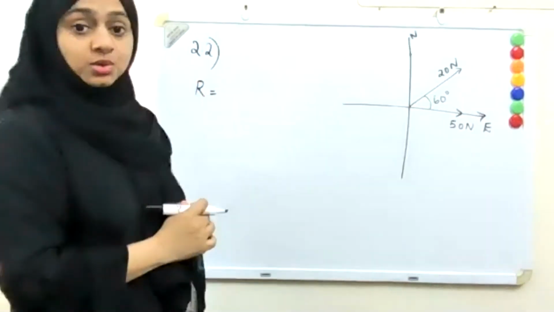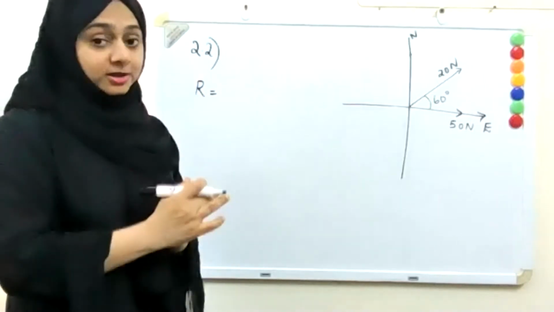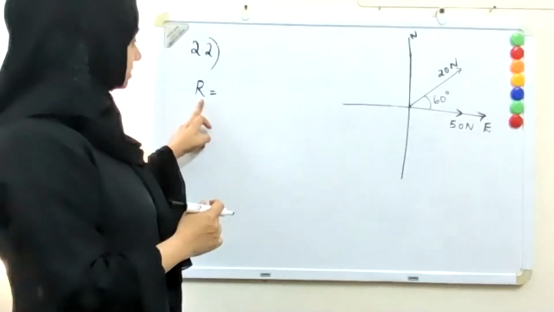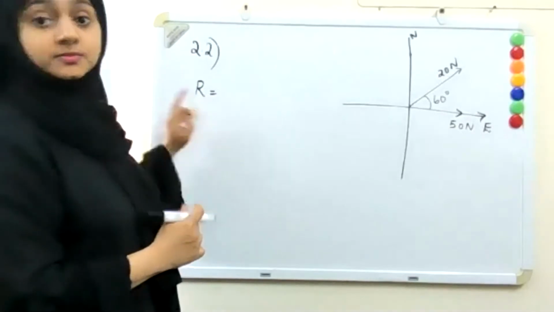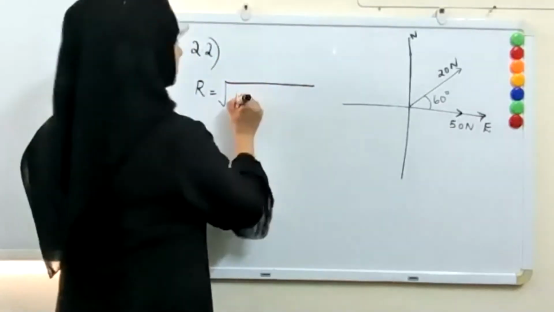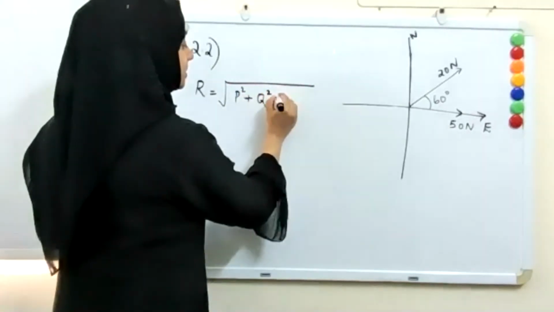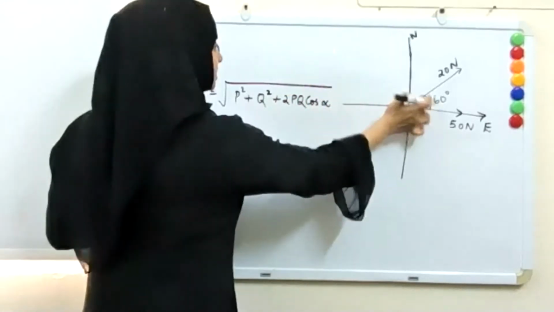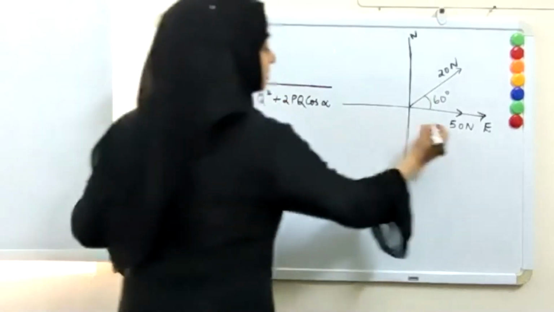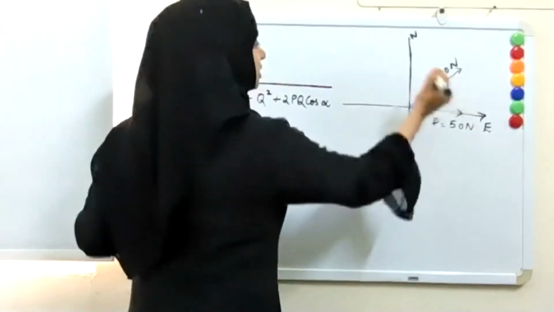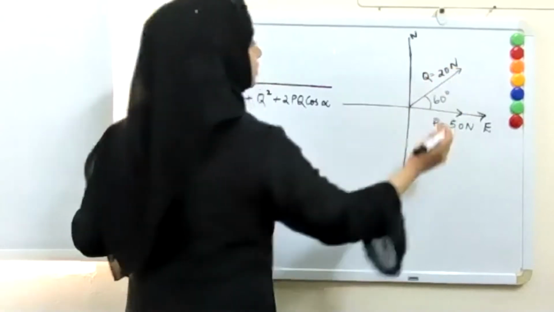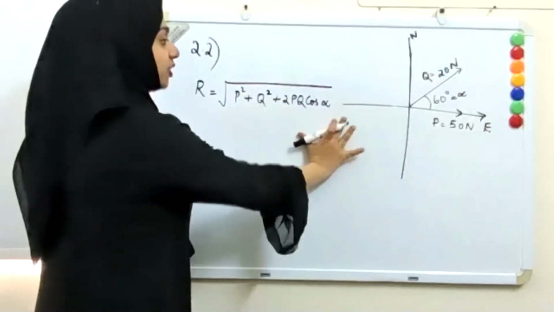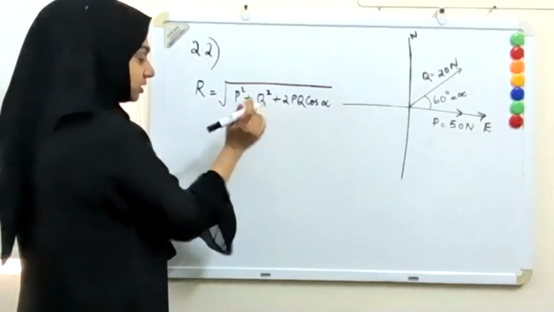R is equal to, we have learned a formula to find the magnitude and direction of the resultant force. Do you remember the formula to find the resultant force? R is equal to root over P square plus Q square plus 2PQ cos alpha, where alpha is the angle between the two vectors. Here let me consider P as equal to 50 Newton and Q as equal to 20 Newton and the angle between them is taken as alpha. So I have all the things to find the magnitude of the resultant force.